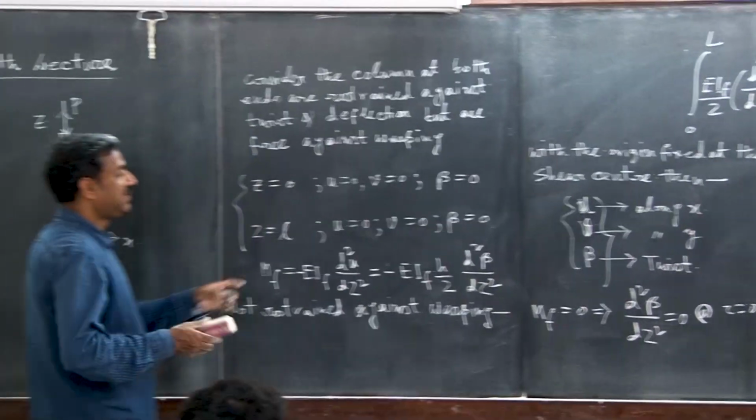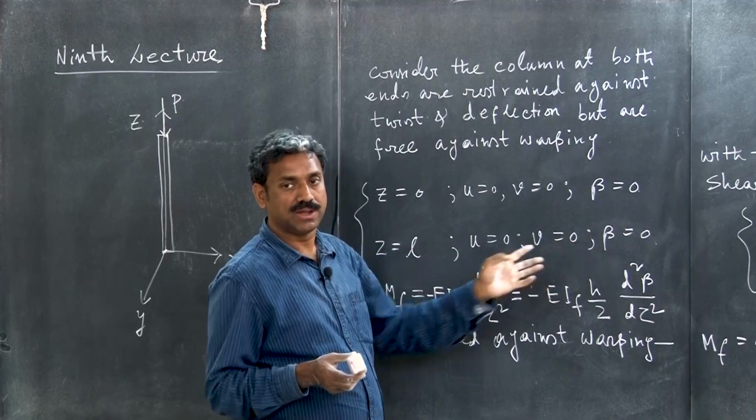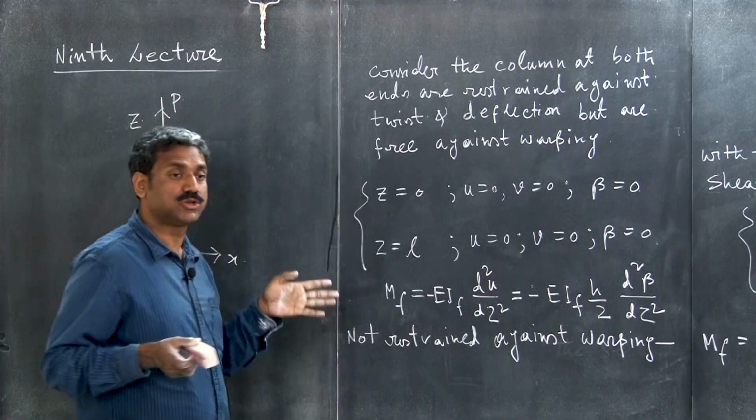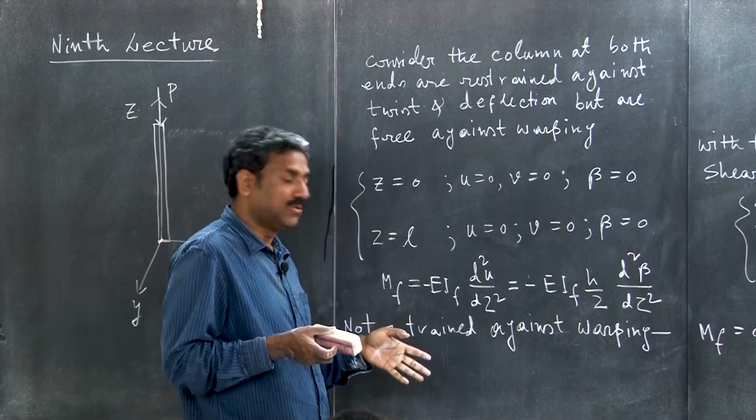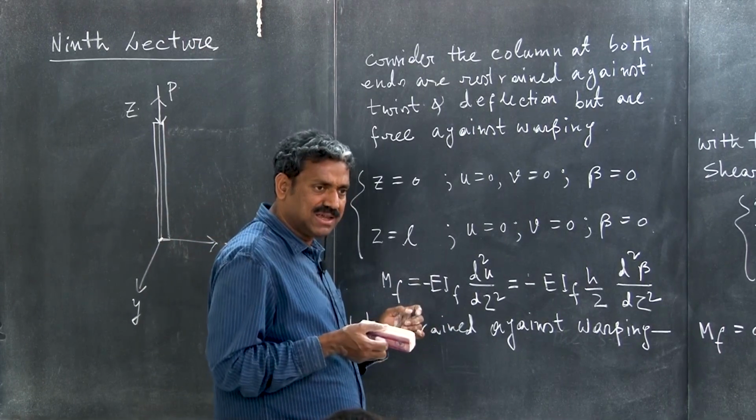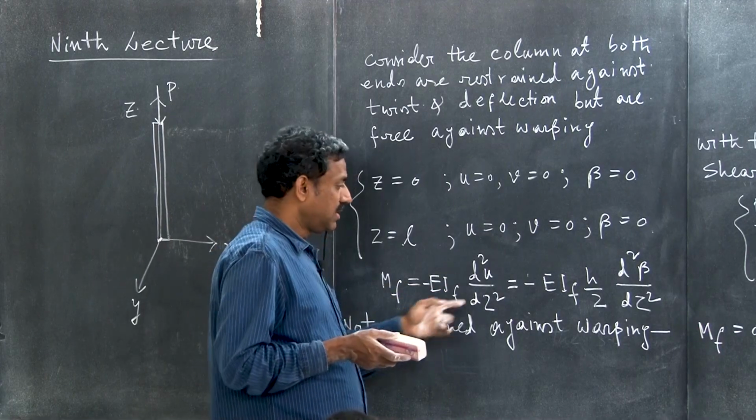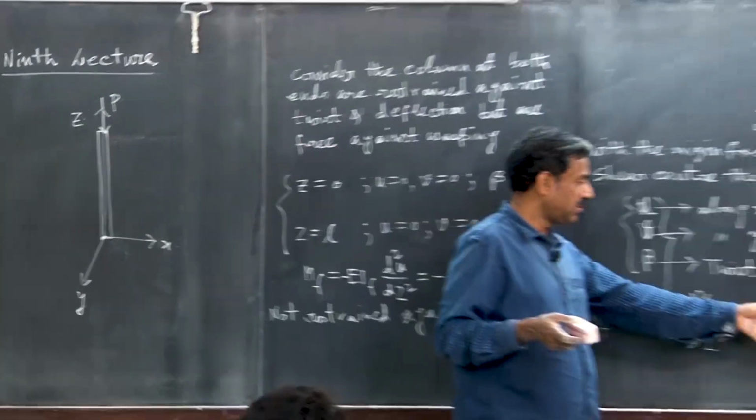They are restrained against deflection. So u0, θ0, v0, β0 is equal to 0, restrained against twist, but they are not restrained against warping. If they are not restrained against warping, that means the warping moment Mω should be 0 at the end. If it is restrained, then there will be some Mω. So, d²β fine.